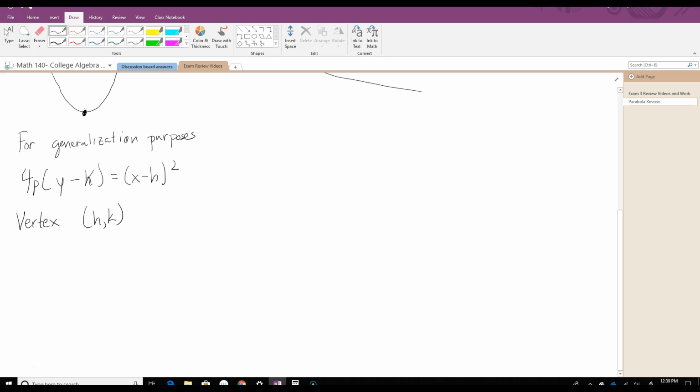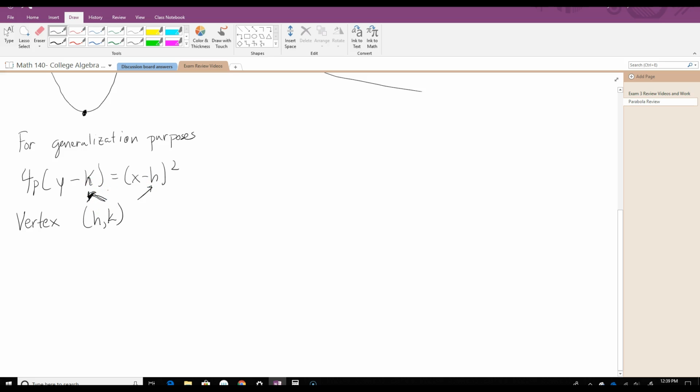It's either the lowest or the highest part of the parabola in this case, or in the case of the horizontal ones, it's going to be the farthest left or farthest right point. And that's the first thing, because it's kind of like the starting point for our parabola. There's the h and there's the k. It gives me one point that I can actually graph.